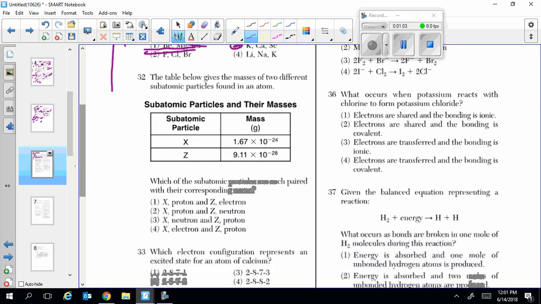The table below gives the masses of two different subatomic particles. X is times 10 to the negative 24th, and Z is times 10 to the negative 28th. They are not the same. This one's really small, so I'm going to say Z is an electron, and then X must be a proton or a neutron. So X proton, Z electron. There we go.